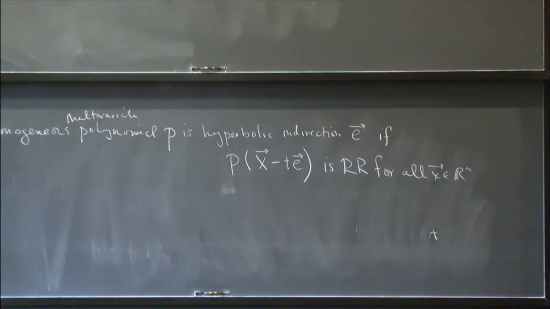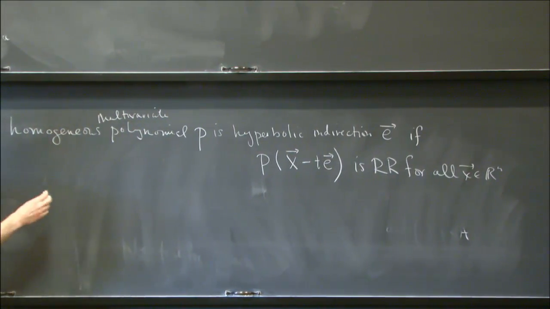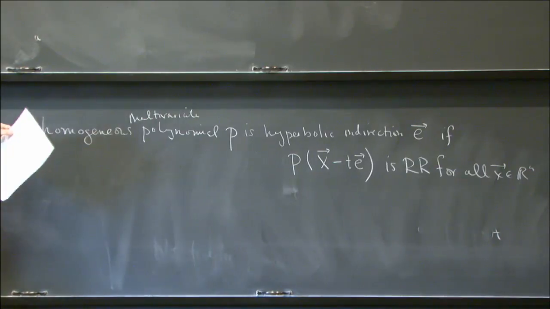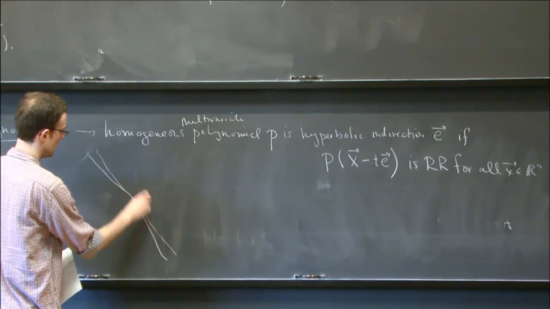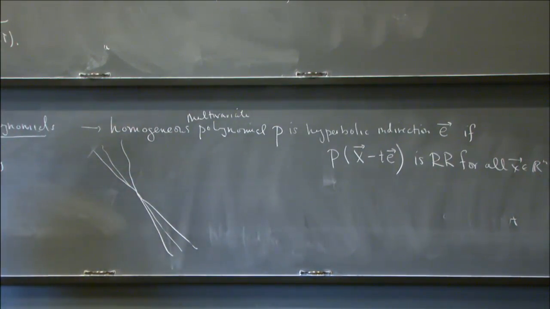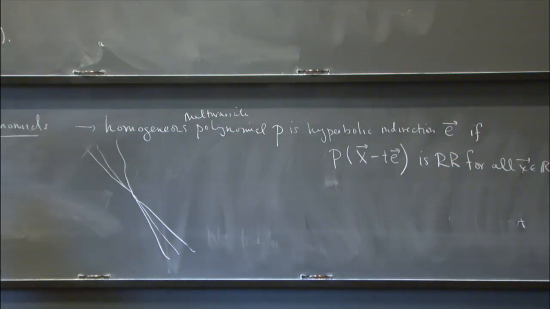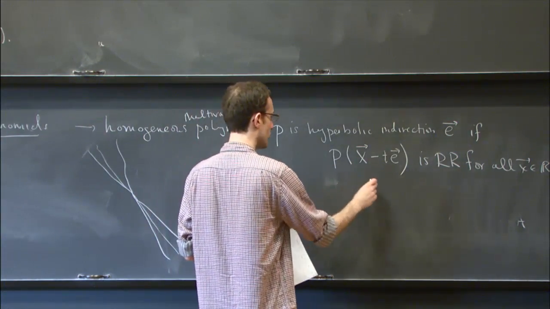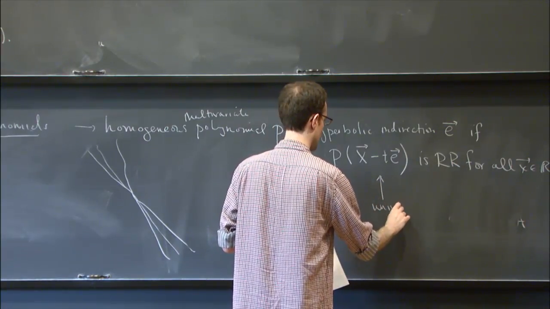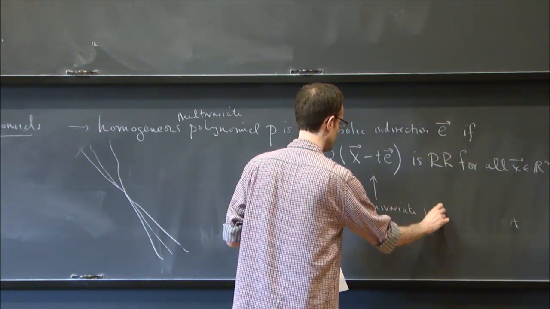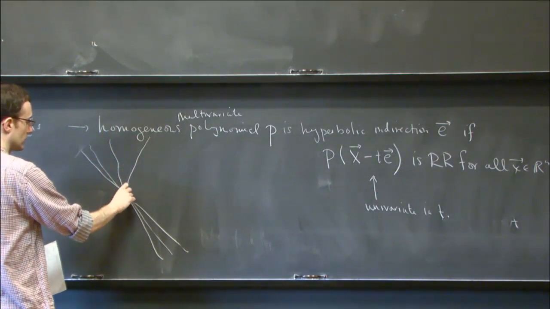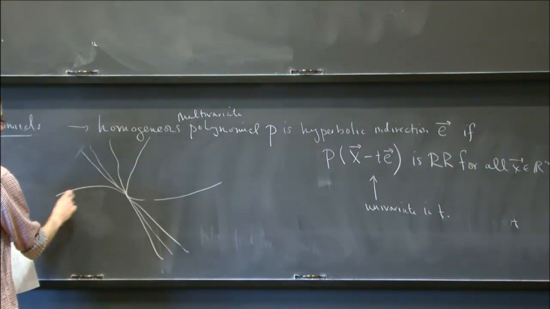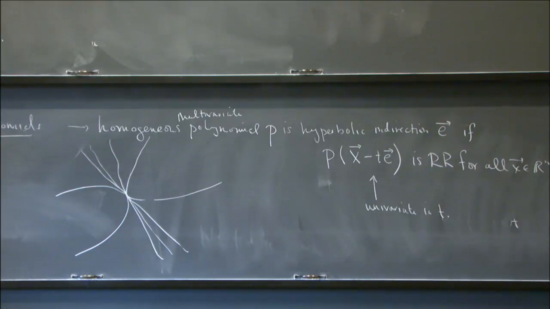So here is where this picture starts to make more sense. Now you have a homogeneous polynomial, so all of the lobes have to go through 0. That's the univariate polynomial, univariate in t. And then you have something that looks like this. These are the zeros of the polynomial.